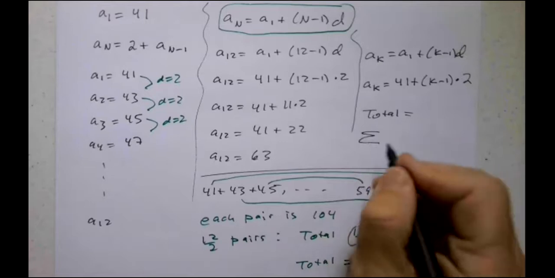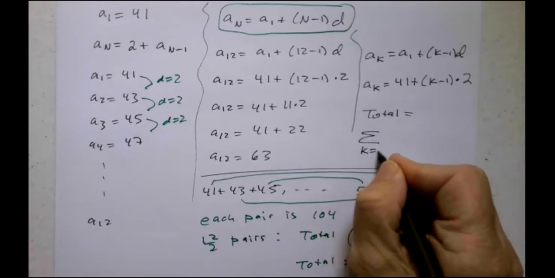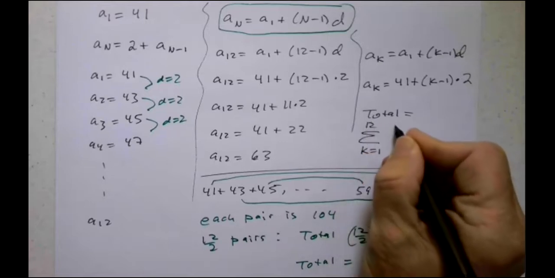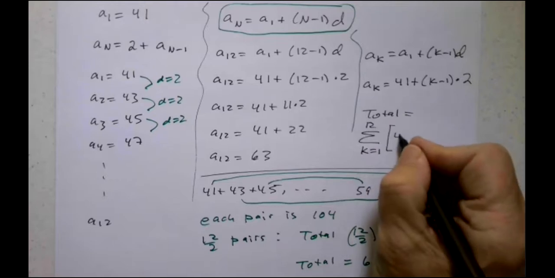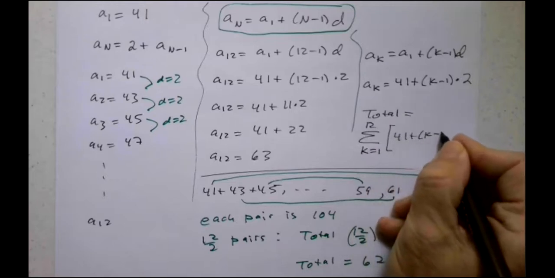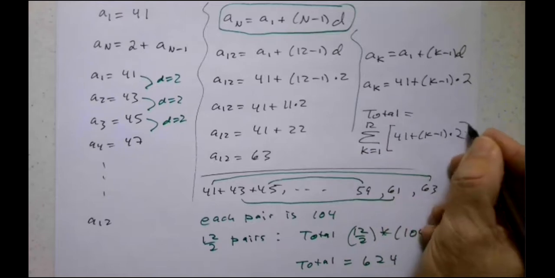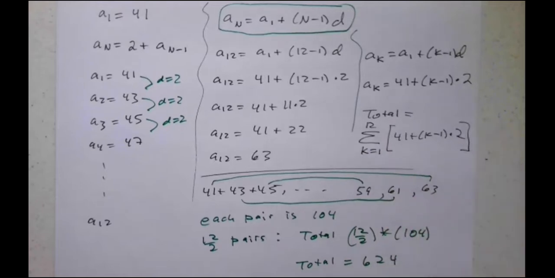My total then would be the sum as k goes from 1 to 12, 12 rows of 41 plus k minus 1 times 2. And we hope that that gives us 624. So let's go to the graphing calculator and see if that is the case.